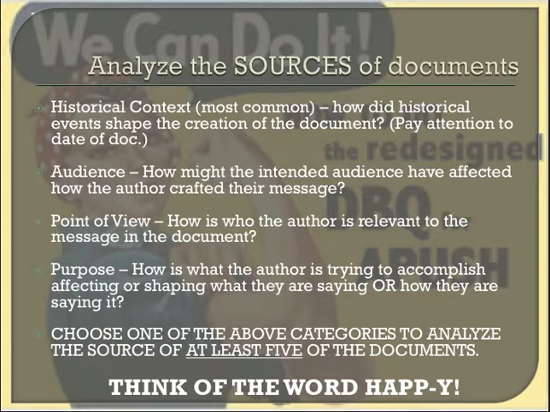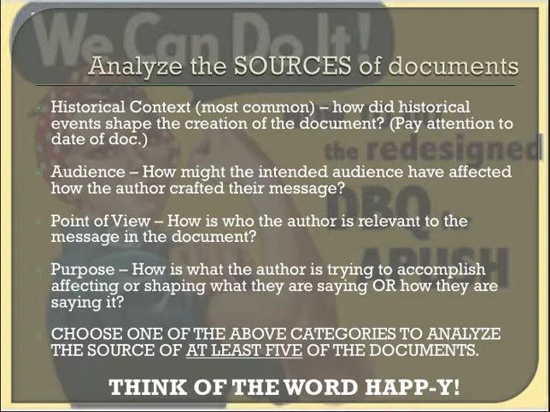You can do so through historical context, which discusses what historical events shaped the creation of the document. You can talk about audience, which talks about how the intended audience might have affected the author's message. You can talk about point of view of the author, or how the author's background is relevant to the message in the document. And you could talk about purpose. How is what the author is trying to say or accomplish shaping what they are saying? Okay, so what do they want to do, and how is that informing their message?